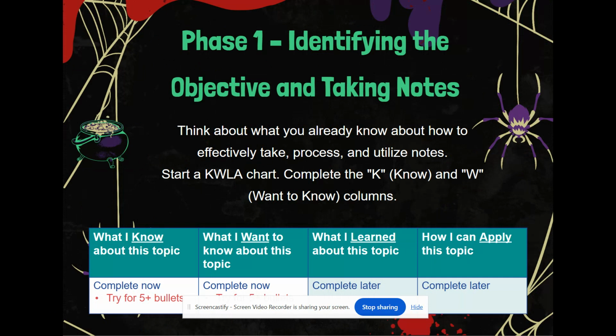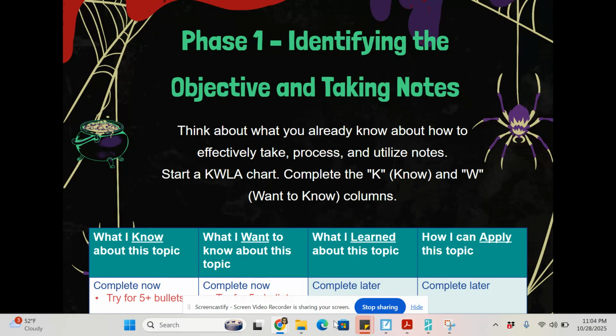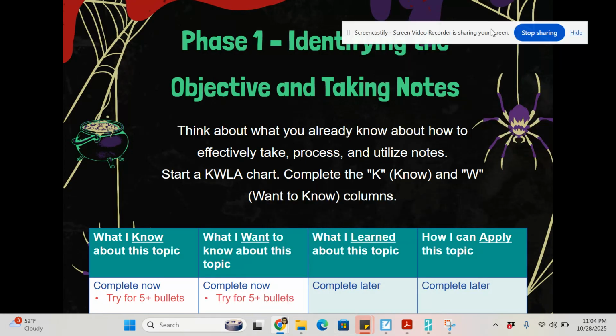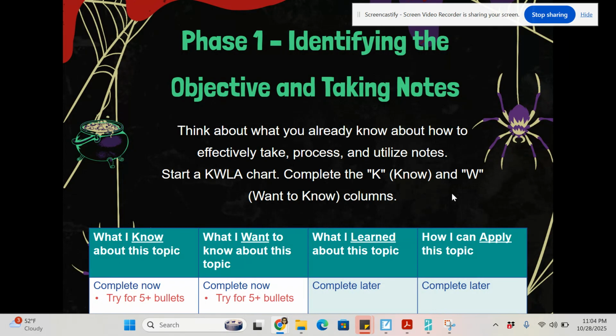Okay, once you have your notebook paper, you are going to make 4 columns. You're going to have a column that says what I know about this topic, a column that says what I want to know about this topic, a column that says what I learned about this topic, and a column that says how I can apply this topic. So go ahead and pause it and find a straight edge or do the very best you can to make a straight line and make 4 columns on that paper.